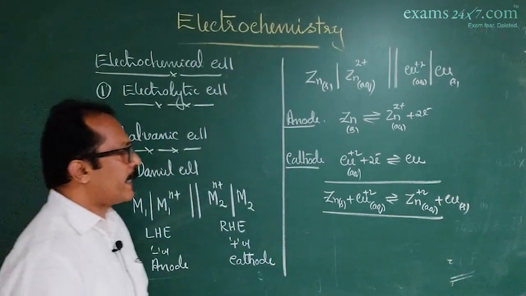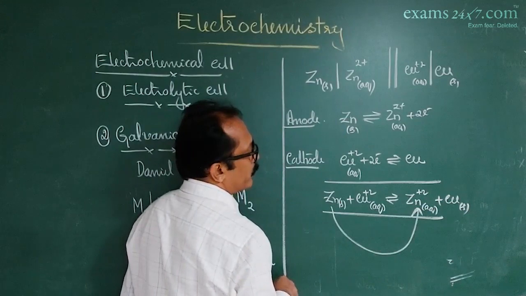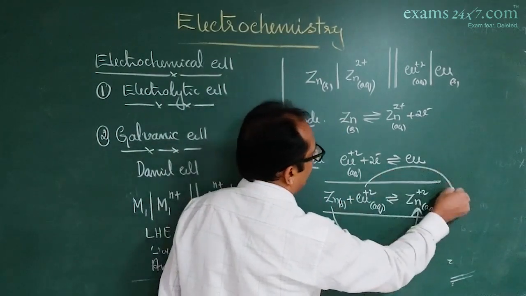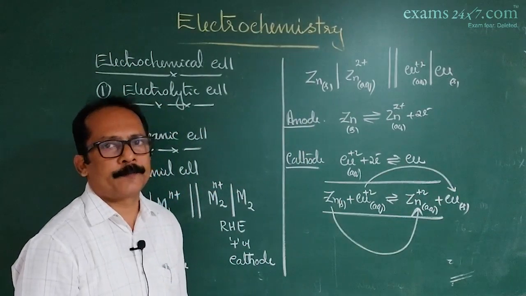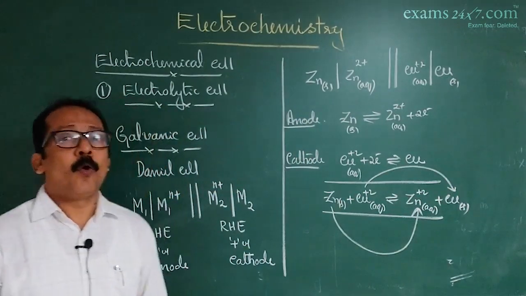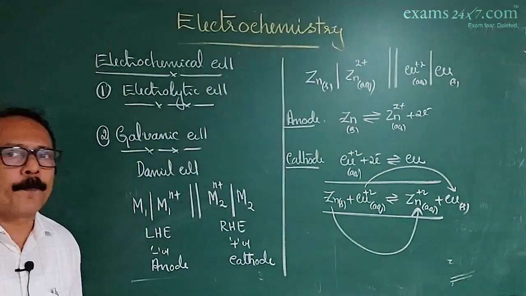So zinc loses electrons, undergoes oxidation, and becomes Zn2+ ion. Cu2+ gains electrons and undergoes reduction to give copper. This is the overall reaction taking place in the galvanic cell where zinc and copper are coupled.